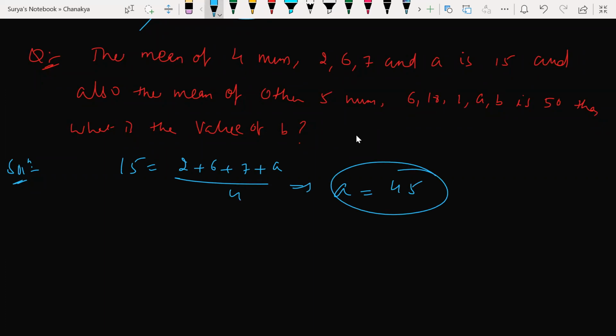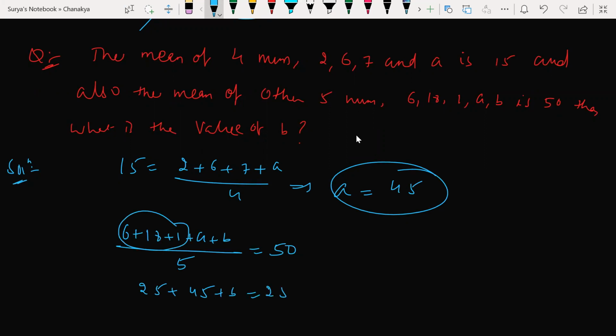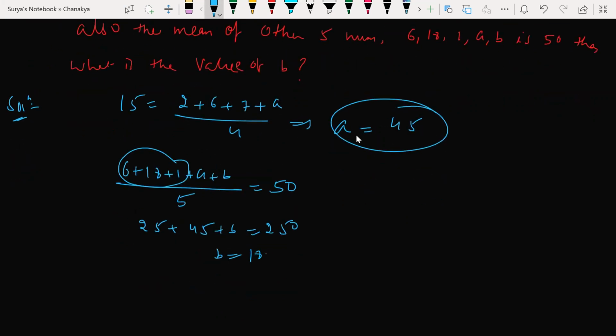And the sum of the next five numbers is given. What is it? 6 plus 18 plus 1 plus a plus b is equal to 5 times how much is given? 50. So a value is 45, right? Substitute here. So 19, 25 plus a, 45 plus b. I'm adding all this. I'm getting 250. So what will the b value be? 70. Yes, very simple.